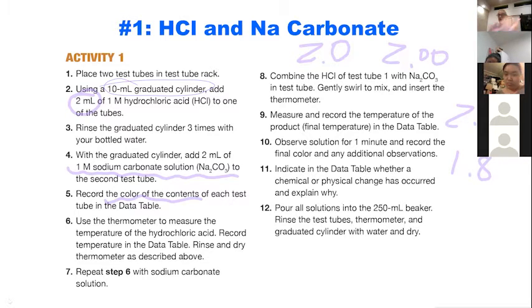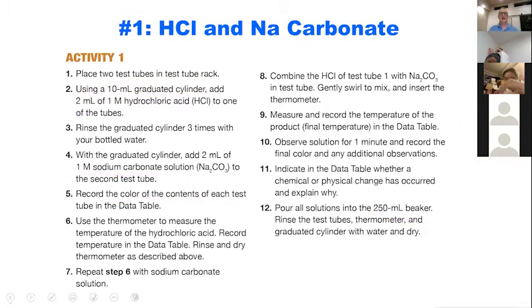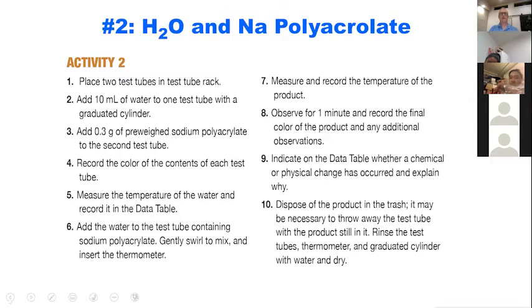So for that one and all the other ones, when you're done, just dump them into the large beaker, and that can be just poured down the sink at the end of the night, because we're not dealing with anything dangerous. Even though hydrochloric acid is kind of nasty, when you dilute it with water, it's no biggie. So that's the first one, and I think hopefully these are all pretty much the same.